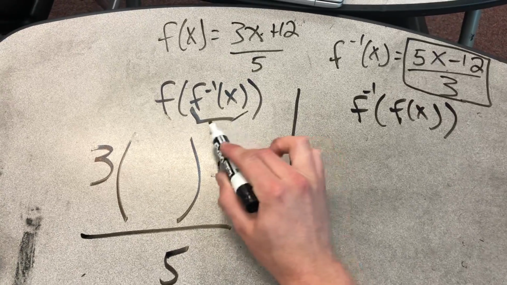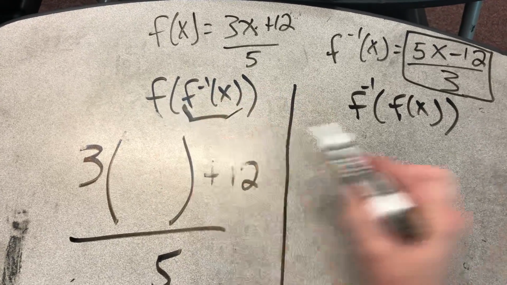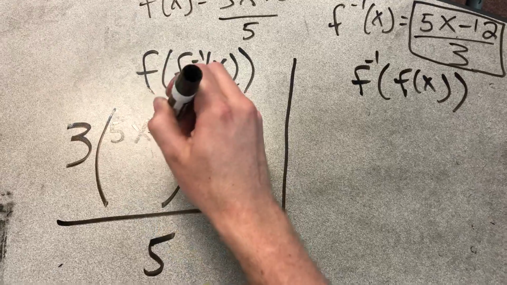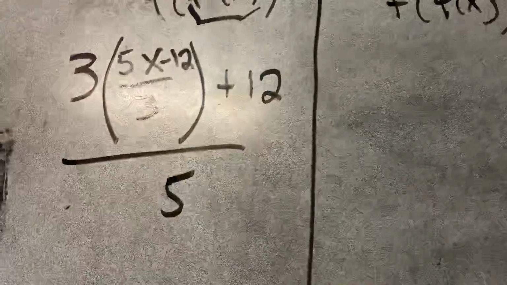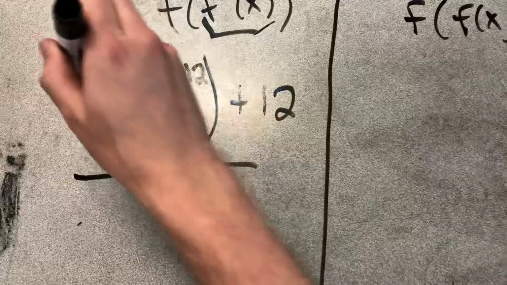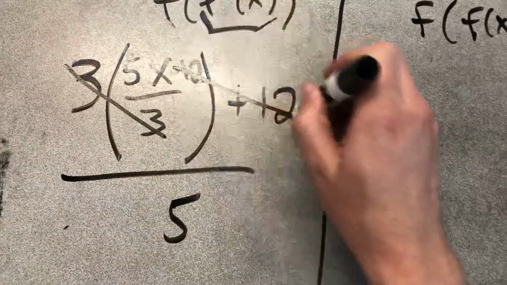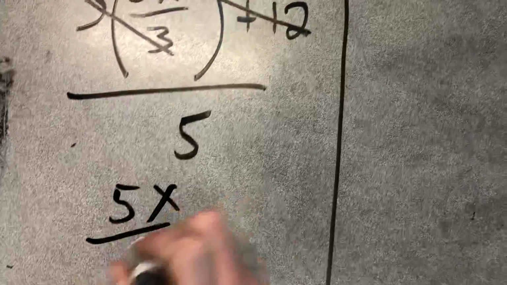Because now I'm gonna take the inverse function and plug it into the original. So I'm gonna go take that inverse function and plug it into the original that we have set up over here. And now we're gonna simplify that down. When we multiply that 3, they're gonna cancel. Negative 12 plus 12 is gonna be 0. We're left with 5x over 5, which goes down to x.